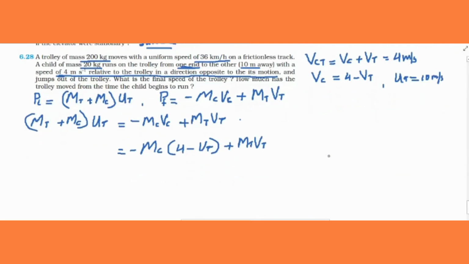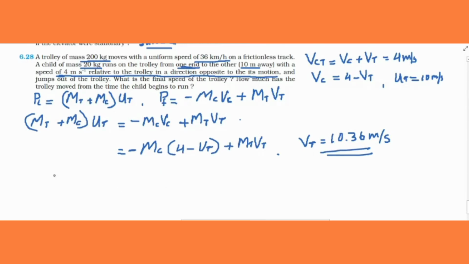We now simplify the equation and find the value of Vt. You will get the value of Vt approximately 10.36 meter per second. Just substitute here in this formula and verify whether you are getting the answer or not. Now, so this is the velocity of the trolley.